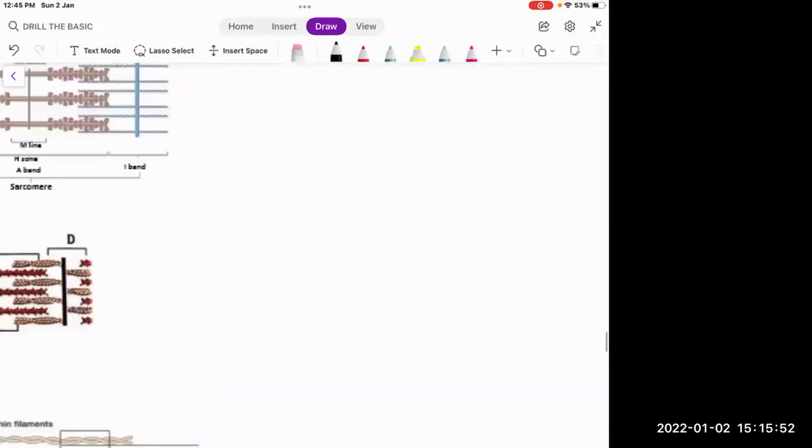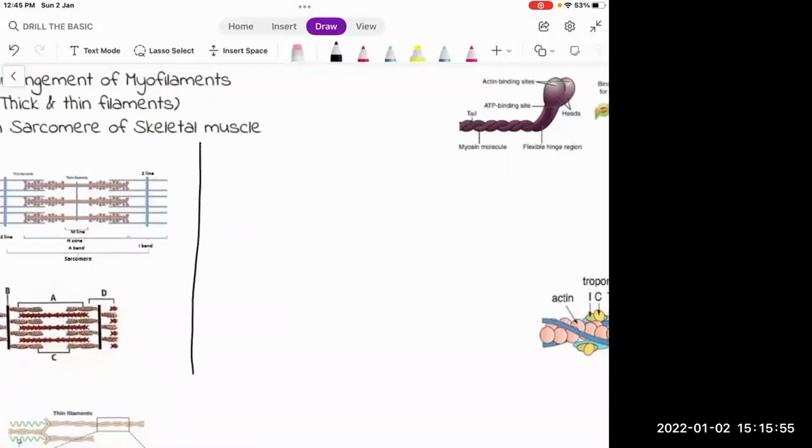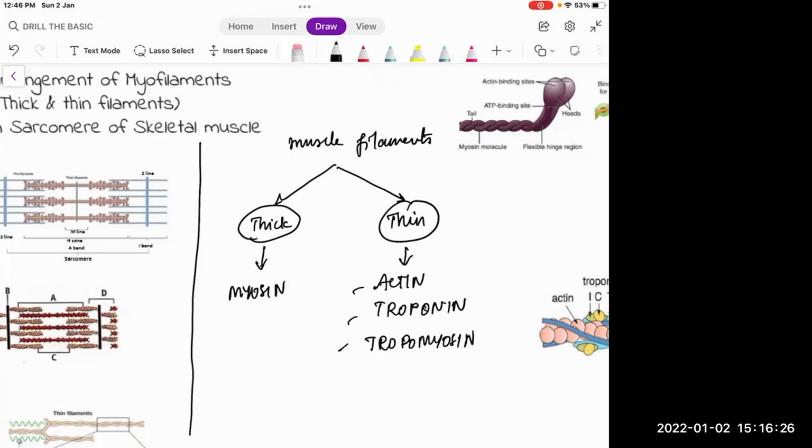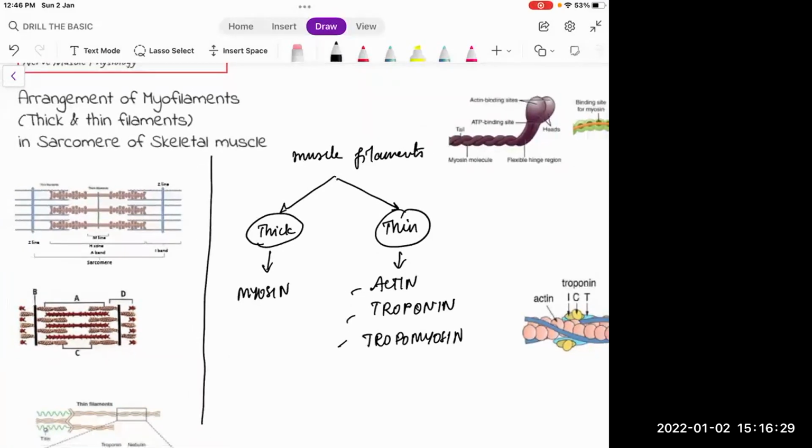When you go into the muscle filaments, I will just tell you: the thick filament is made up of myosin, and the thin filament is made up of actin, troponin, and tropomyosin. This arrangement of thick and thin filaments forms the striations.